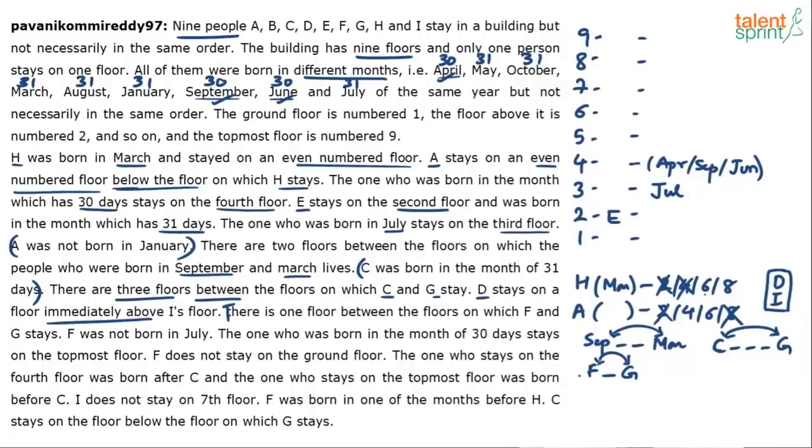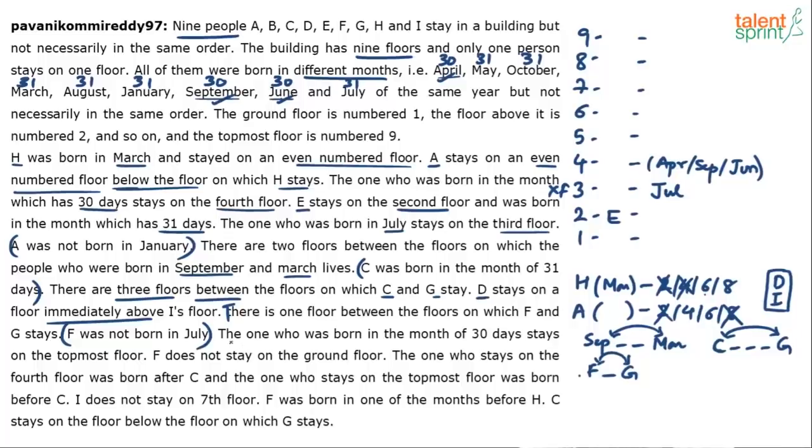F was not born in July. We'll come back to this later. So F cannot come on third floor basically. See, third floor is for July, right? We have already figured out. So F cannot come on third floor. How do we know July is for third floor? Somewhere it was given. The one who was born in July stays on third floor.